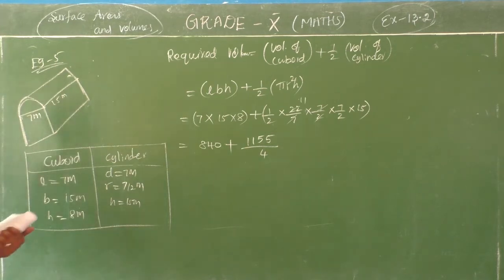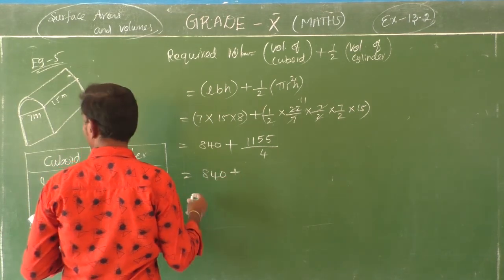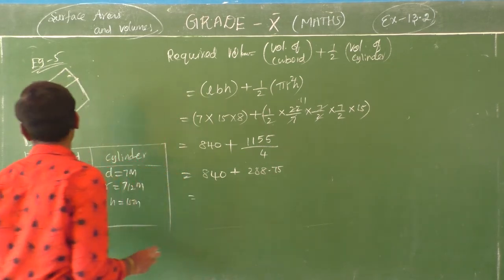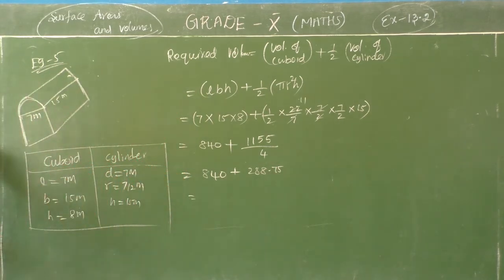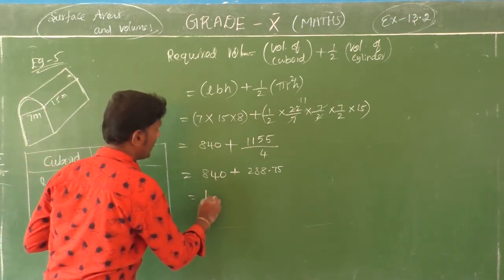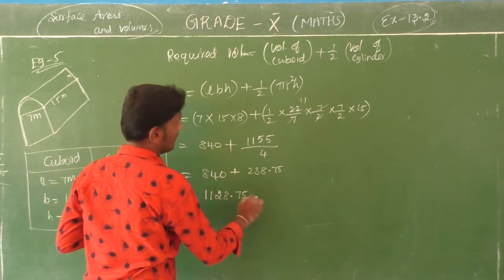So 288.75. So 840 plus 288.75. Okay, now we are going to add again 840 plus 288.75. To get 75, 8, 4 plus 8, 12, remainder 1, so 11. So 1128.75 meter cube.